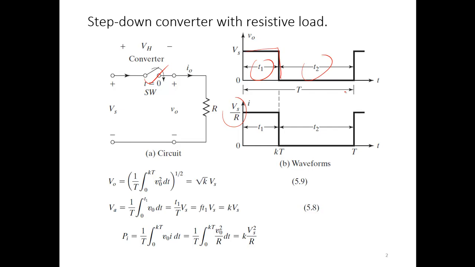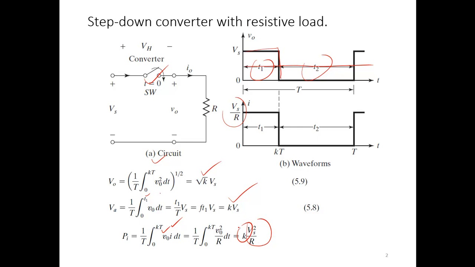Then we can show that the average voltage will be equal to K times Vs, and the root mean square value, which is the integral from 0 to KT of V squared dt, square root, gives square root of K times Vs. Then the power on the load is V squared by R. You can show that this will be Vs squared divided by R, the normal power, multiplied by K. That means K is the duty cycle.